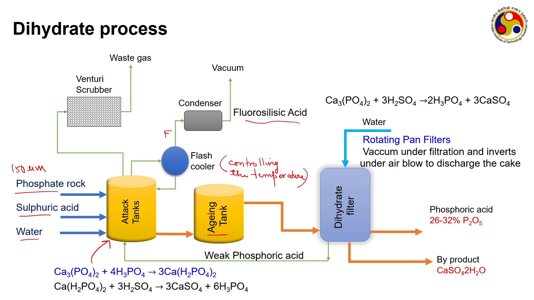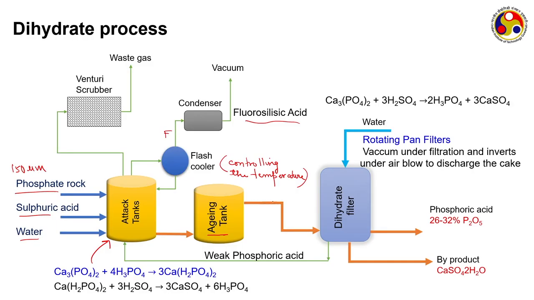The aging tank is nothing, you just keep the sample, because you need the gypsum crystals. You have to give sufficient residence time for the gypsum crystals to form. So this is what we call aging. So this is the aging tank. So now weak phosphoric acid is formed.